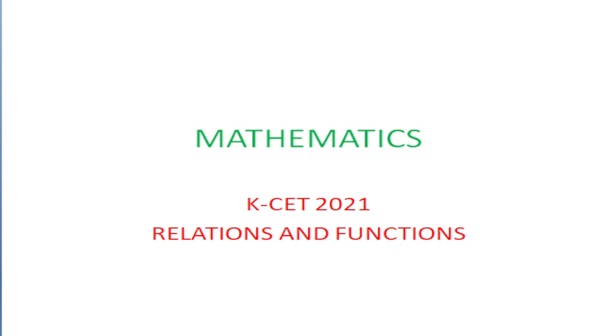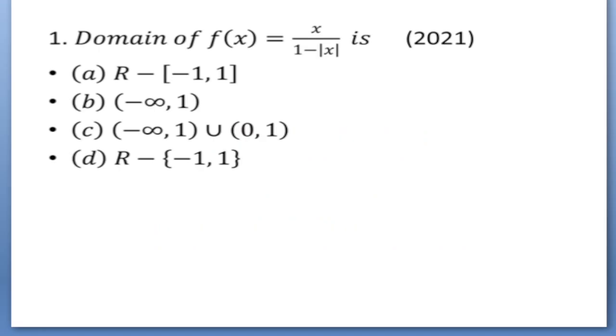The first question goes like this. Now, the domain of the function f of x is equal to x divided by 1 minus modulus of x is. Now, friends, a rational function is given to us. So, for a rational function, the method of finding domain is finding the domain of the numerator function and denominator function separately and then finding the intersection. That is the easiest way of solving this.